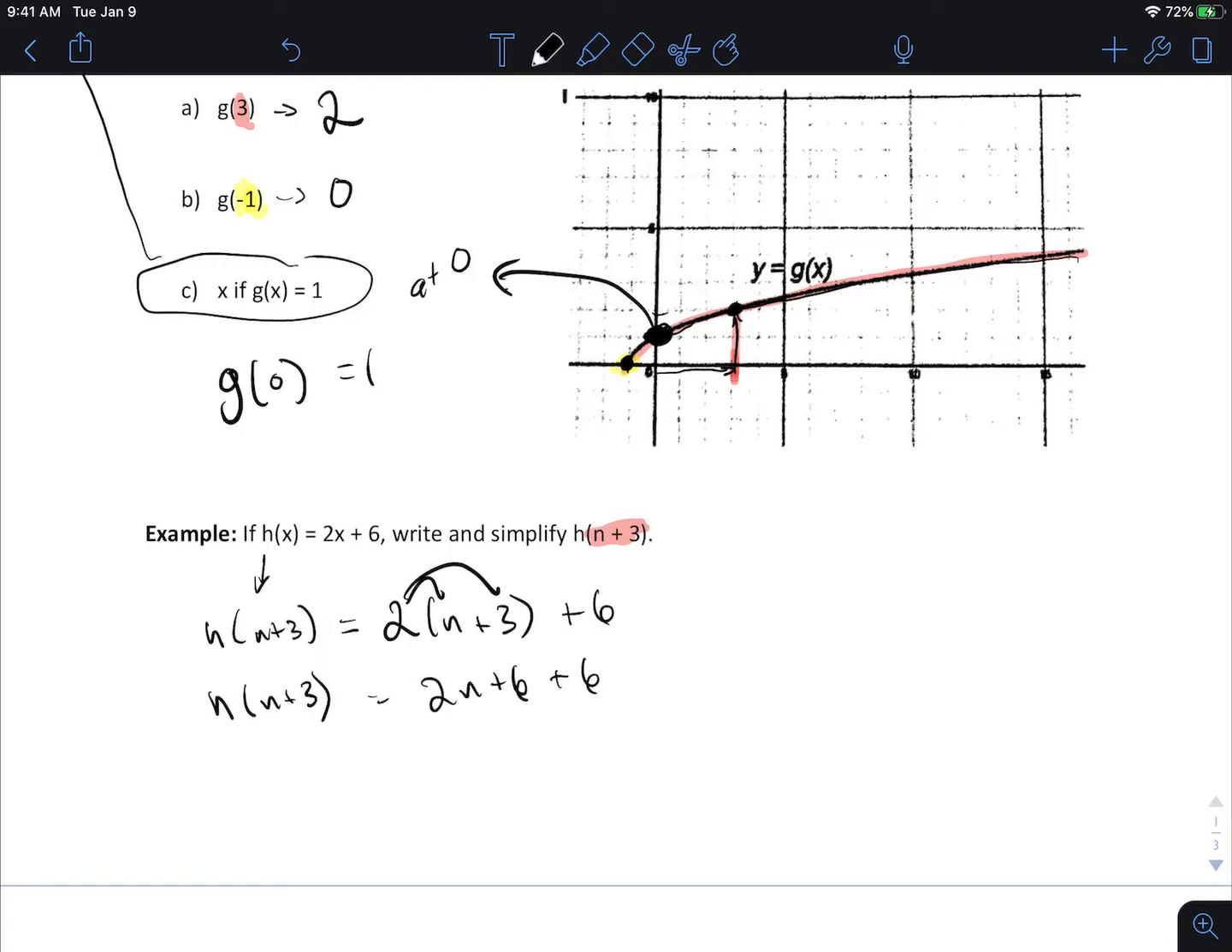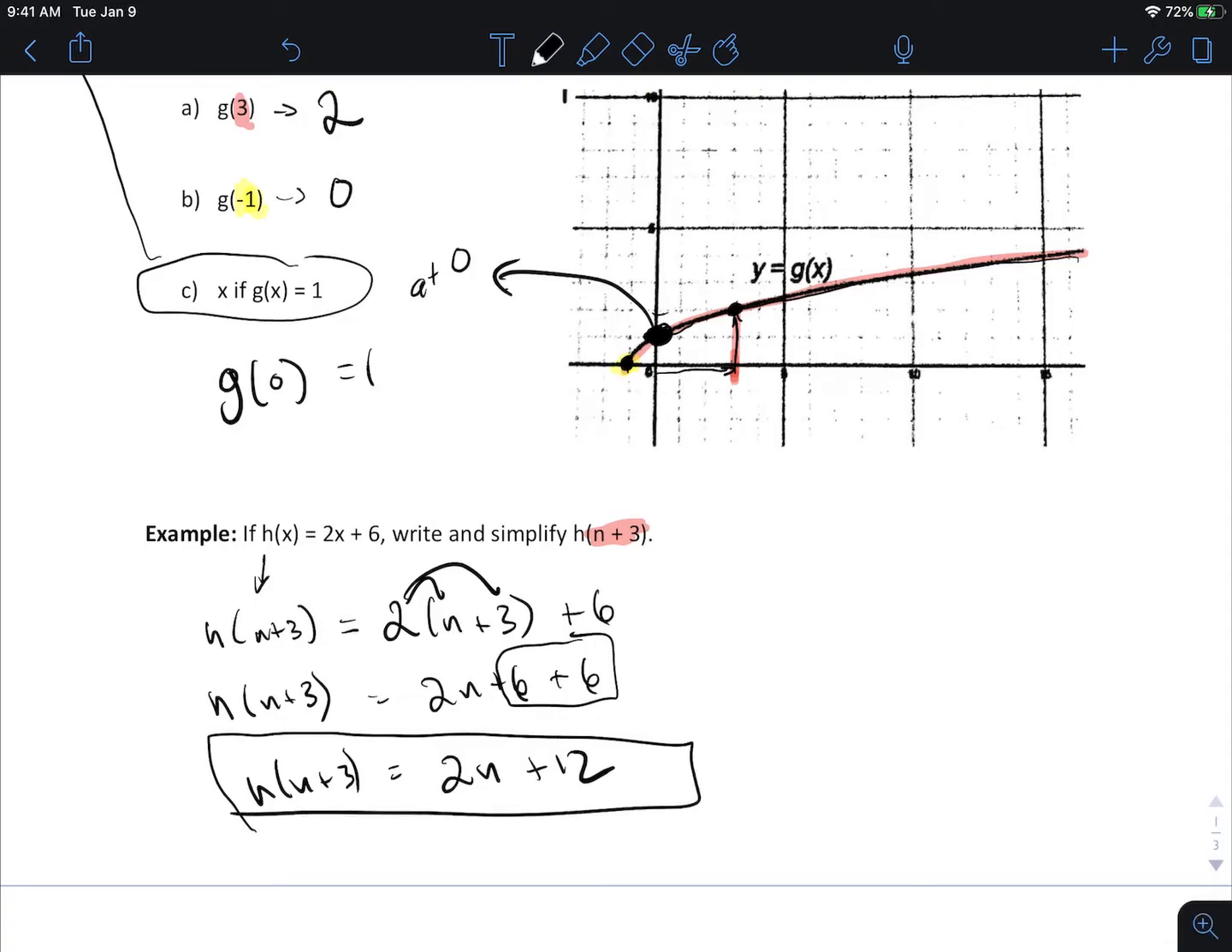Why did you add the 6? What? I'm not fully done yet. Now I'm going to collect the like terms, right? So now my final answer, I'll write the final answer and then we'll clear up anything. So this is what happens when I put in n plus 3 into this function, right? I get out something else. Is that okay? Are there any questions? Does that clear up the 6 plus 6 thing? Kind of, sort of. Okay, so let's go back then.